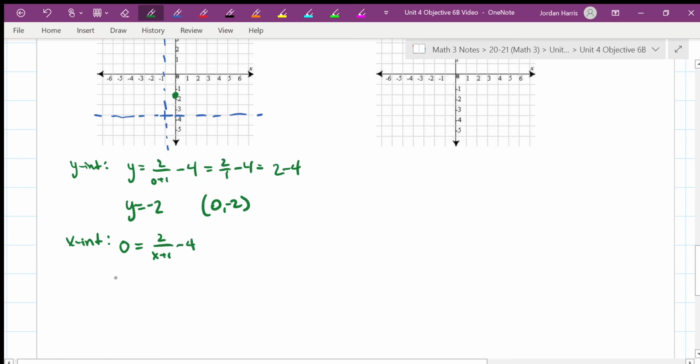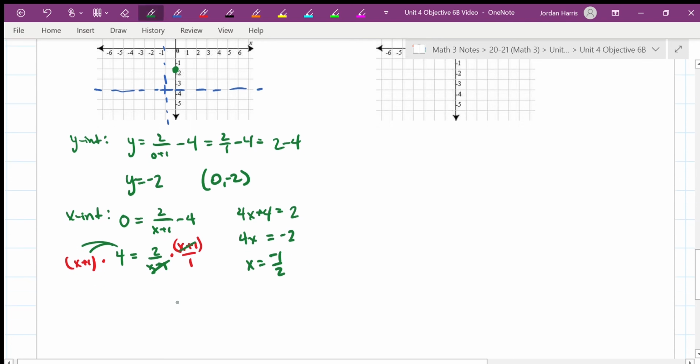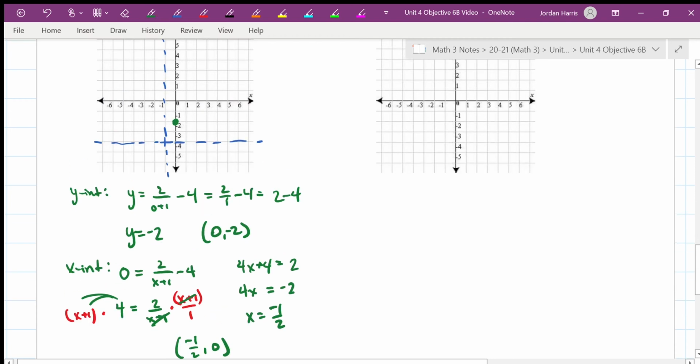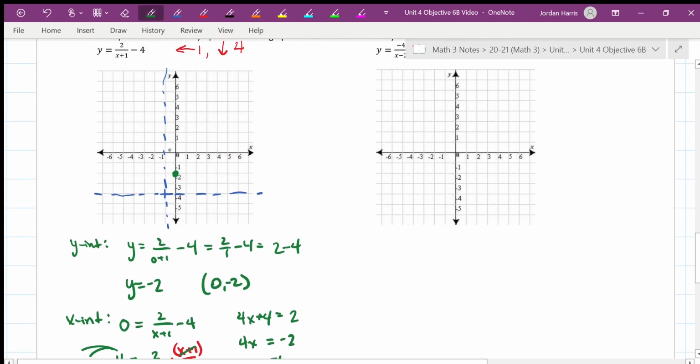So add 4 to both sides. Multiply both sides by x plus 1, the denominator. Hopefully you're starting to get used to that by now. Distribute on the left, so I get 4x plus 4 equals, right side simplifies, so it's just 2, subtract 4, divide by 4, and I get negative 1/2. So my x-intercept is negative 1/2, comma 0. Right there. Okay.